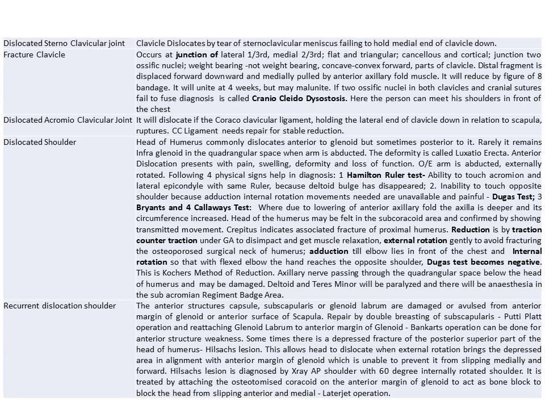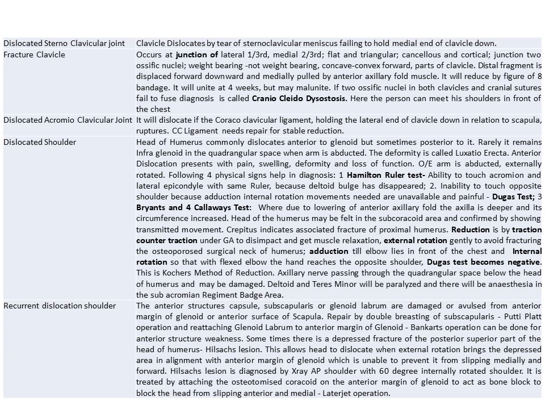Reduction is by traction and counter traction under general anesthesia to disimpact and get muscle relaxation. Gentle external rotation is used to avoid fracturing the osteoporotic surgical neck of the humerus, especially in postmenopausal females. Then adduction till the elbow lies in front of the chest, and internal rotation so that with the flexed elbow the hand reaches the opposite shoulder. The Dugas test becomes negative, and you have confirmed reduction of the anterior dislocation of the shoulder. This maneuver is called Kocher's method of reduction.